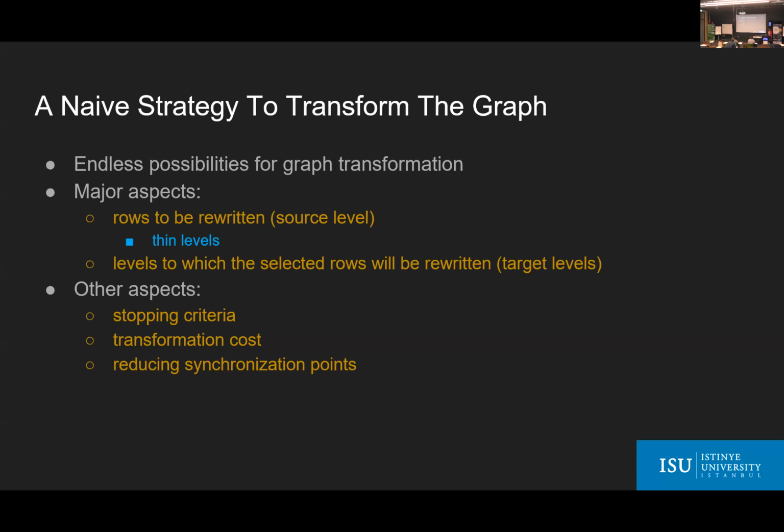Another one is the transformation cost. You need to keep it low so that it is reasonable, because the transformation cost plus your SpTRSV algorithm applied on a transformed graph should still be able to provide us performance gains. Lastly, we're after reducing the critical path, so we want to reduce the synchronization points, and the key to that is to use the rewriting method and empty some levels.